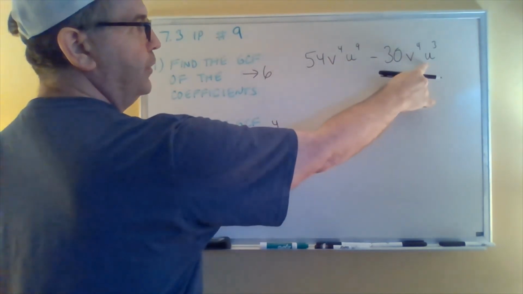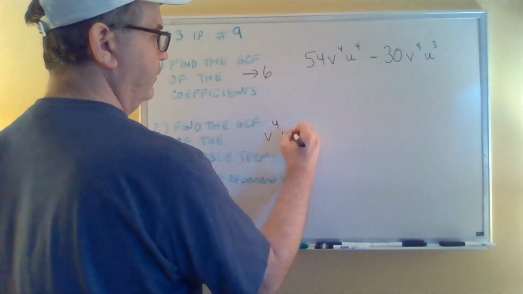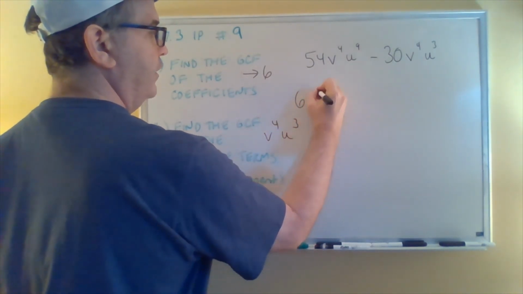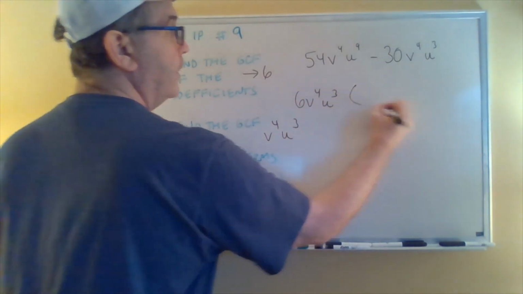U to the 9th, u to the 3rd. Remember, we're pulling out the one with the smallest exponent. That's u to the 3rd. So our greatest common factor out of this expression is going to be 6v to the 4th, u to the 3rd.